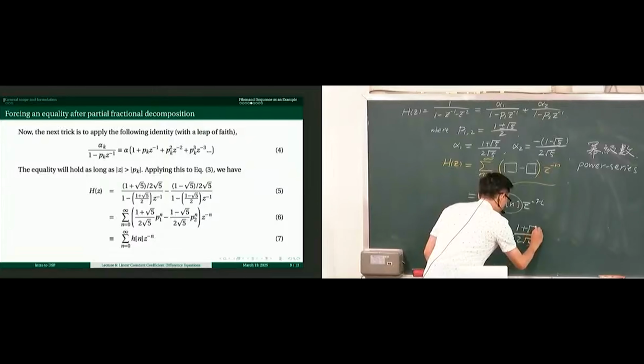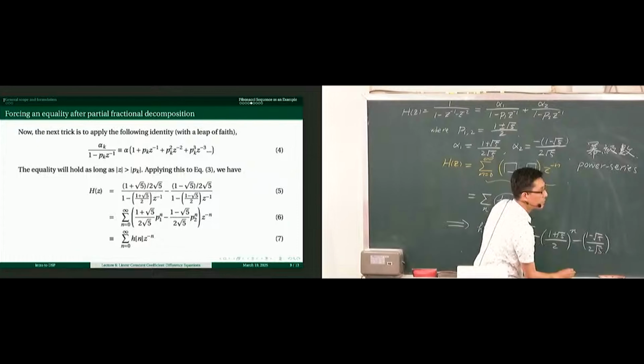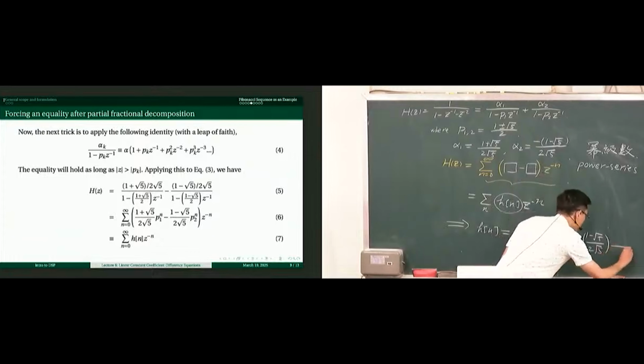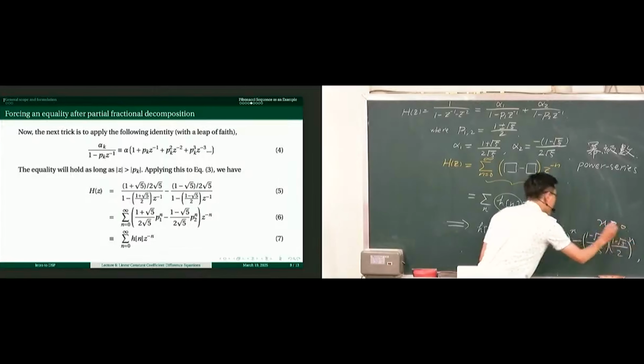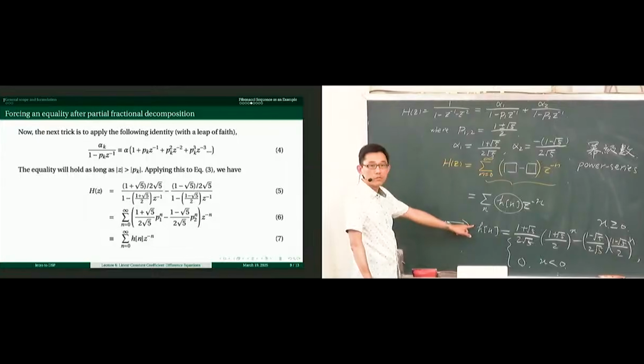1 plus square root 5, that's the alpha part, times P1 to the n power, minus that times P2 to the n power, when n is greater than or equal to 0, because the summation index starts right here, and 0 when n is before time 0. H is the impulse response of a causal system.